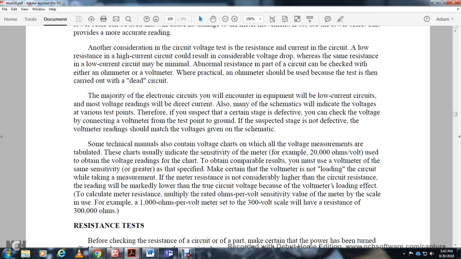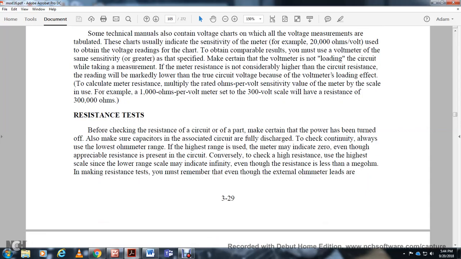Make certain the voltmeter is not loading the circuit while taking the measurement. If there is a considerably higher or low-resistance circuit, the reading will be lower than the true circuit voltage because of the voltmeter loading effect. Calculate the meter resistance by multiplying the reading by the rated ohms per volt sensitivity value. For example, a 1000 ohms per volt meter set on the 300 volt scale has a resistance of 300,000 ohms.